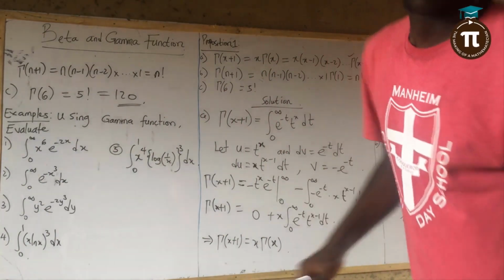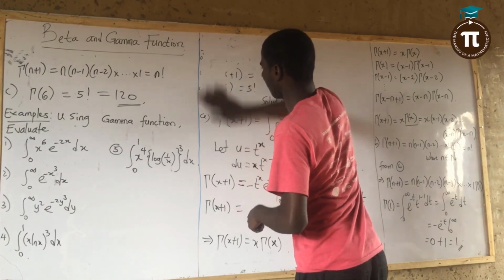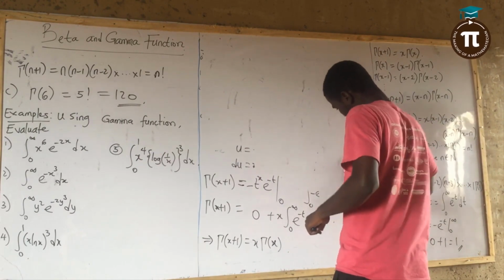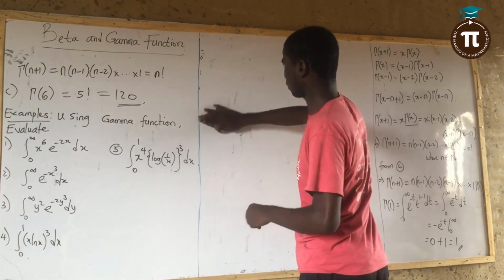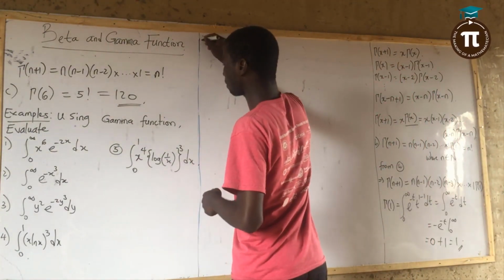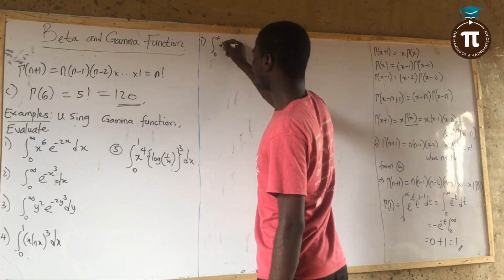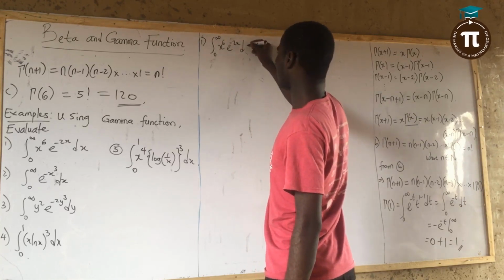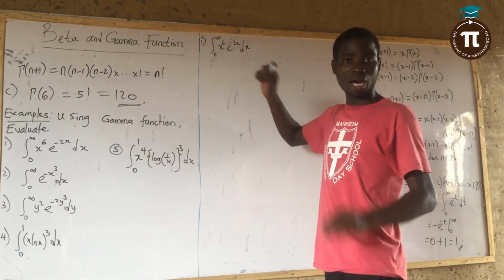This is what we want to solve. So the first thing we do here, we want to do number 1: integrate from 0 to infinity of s^6 e^(-2s) ds. We want to solve this. This is what is going to happen.